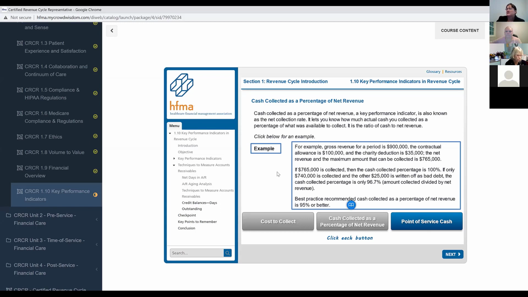But if we only collect $740,000, then we've missed out on $25,000 that has eventually gotten written off to bad debt, and we're collecting 96.7%. It's within best practices, but we certainly want to be as close to 100 as we possibly can. And don't manage that through reserves. It's important that we actually collect the cash for the services that we're providing, and not just write it off to bad debt because of practices within the organization.